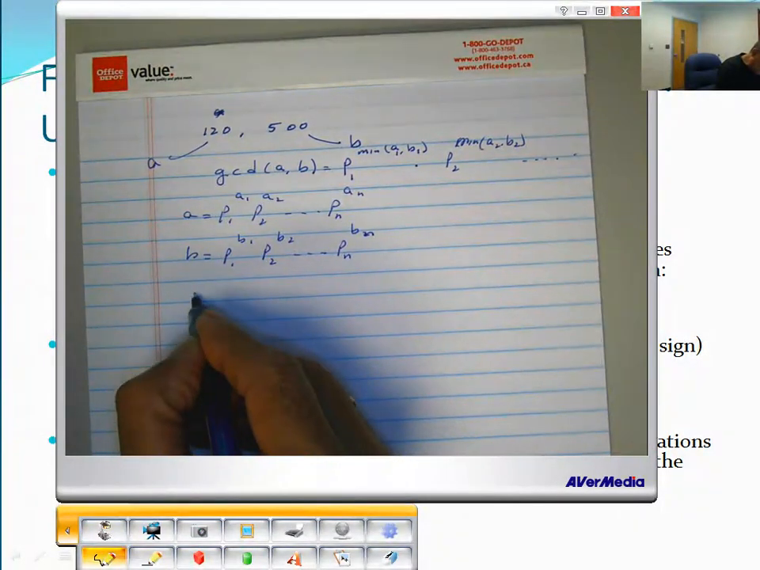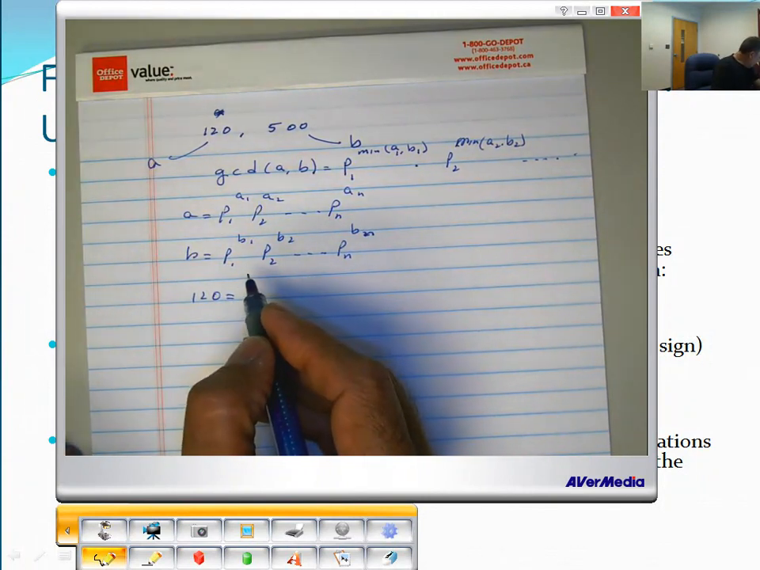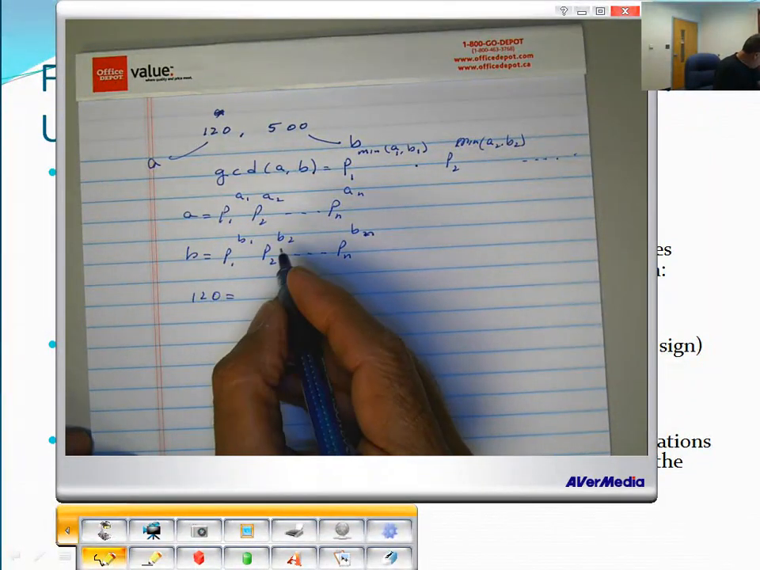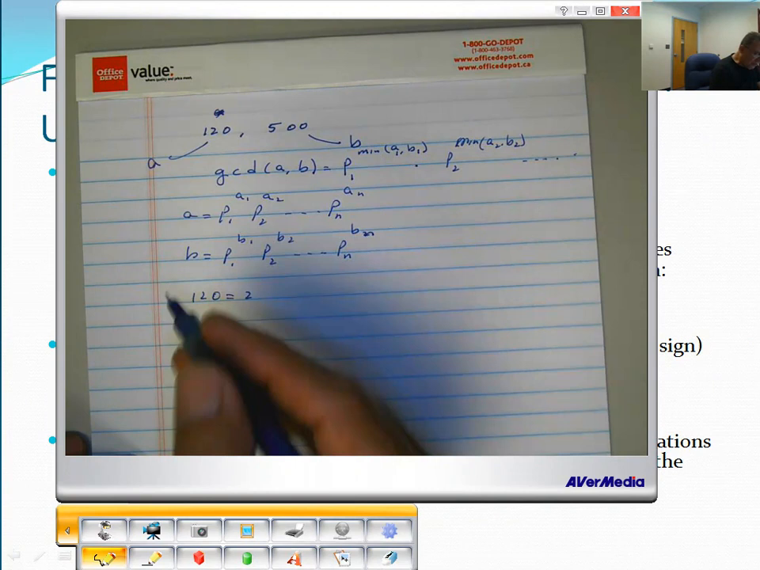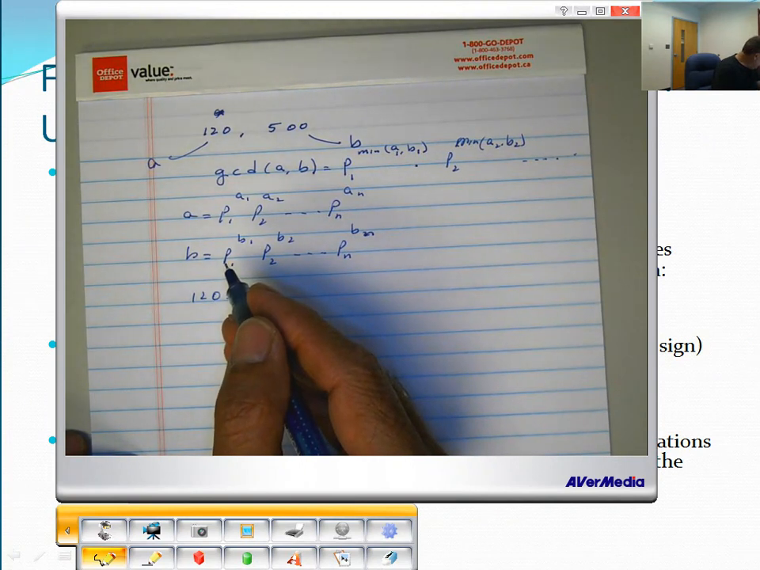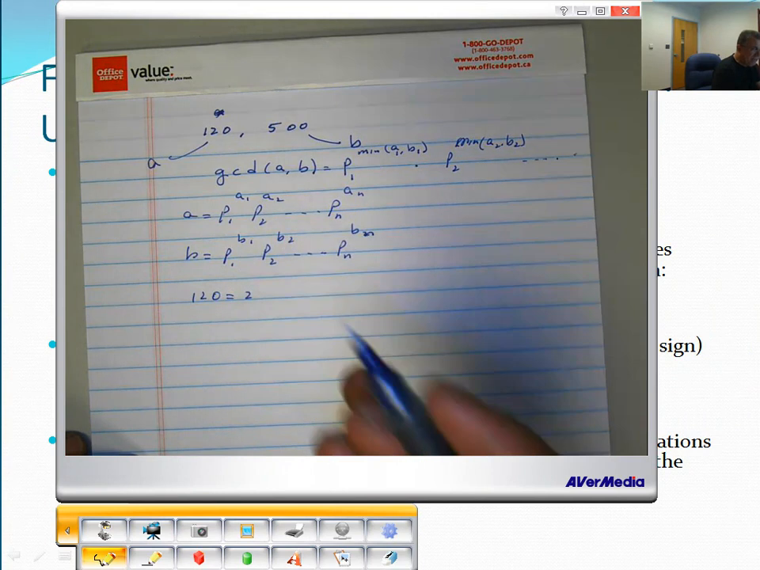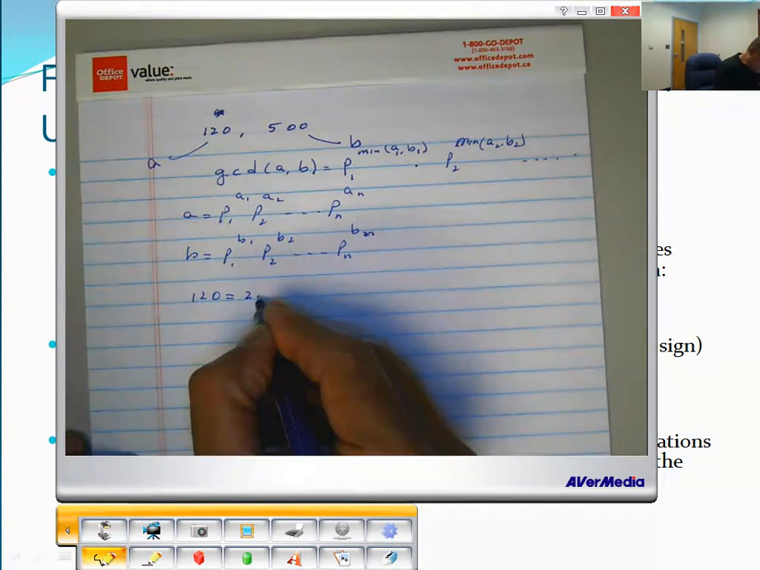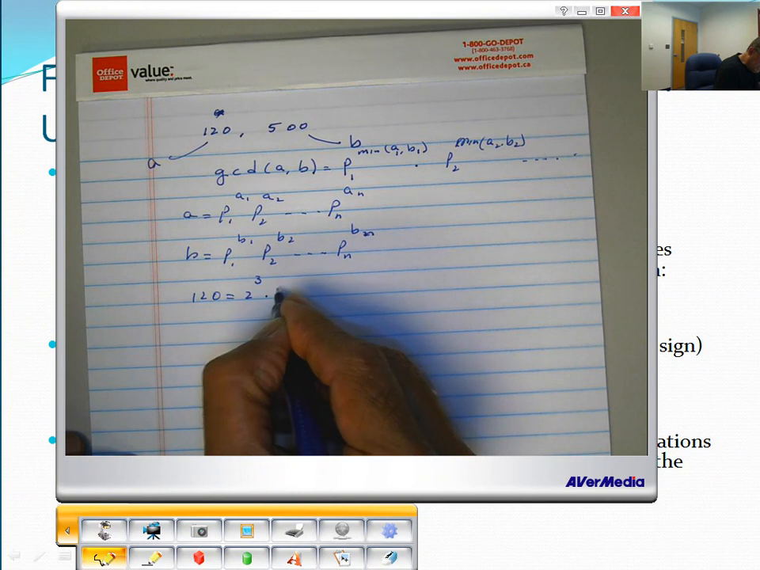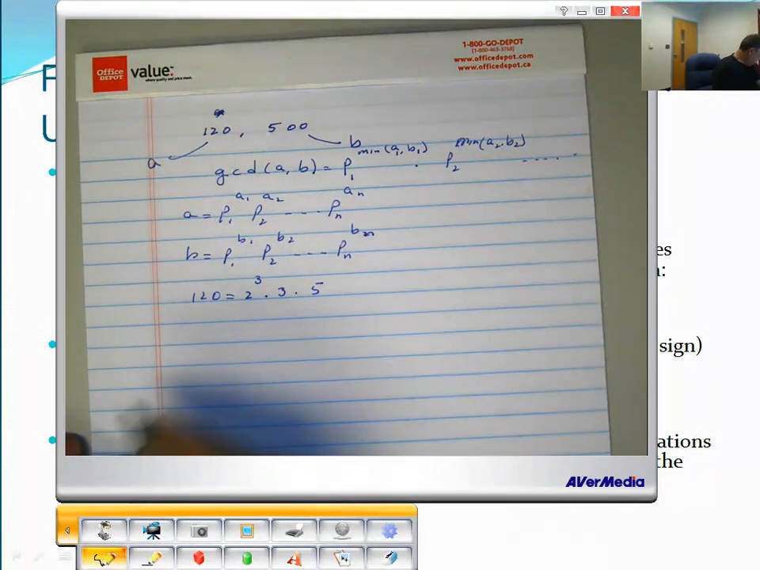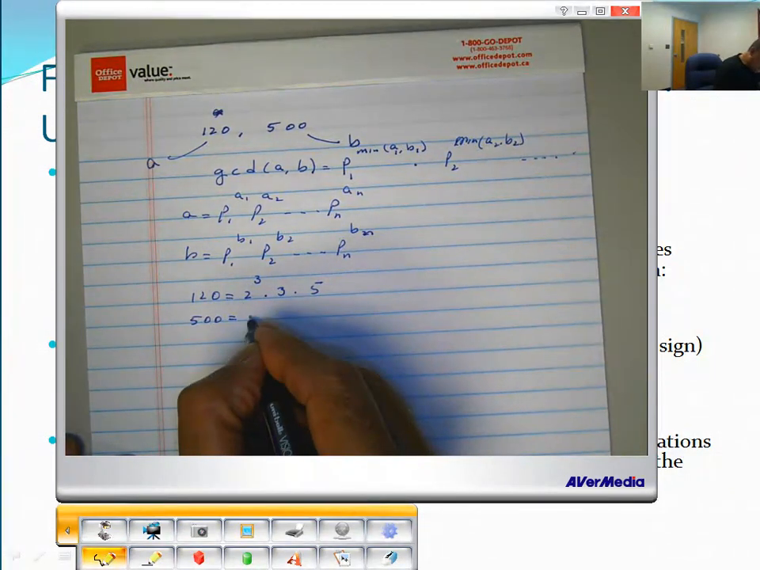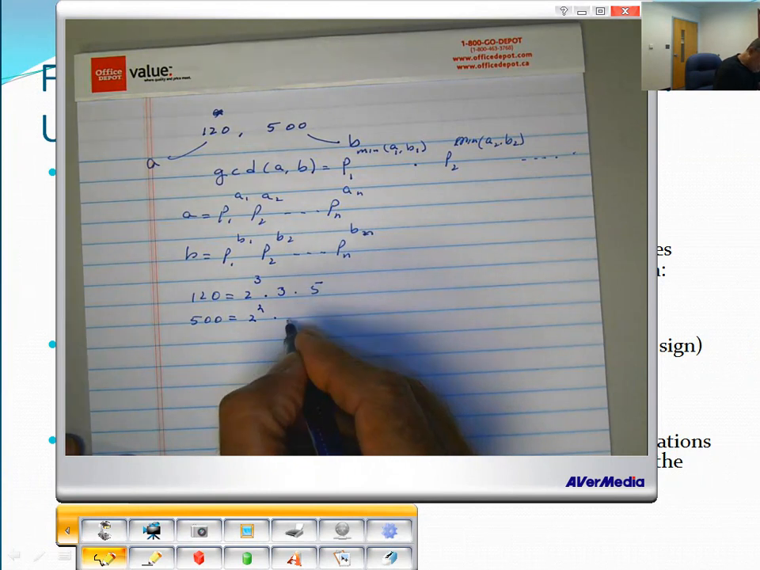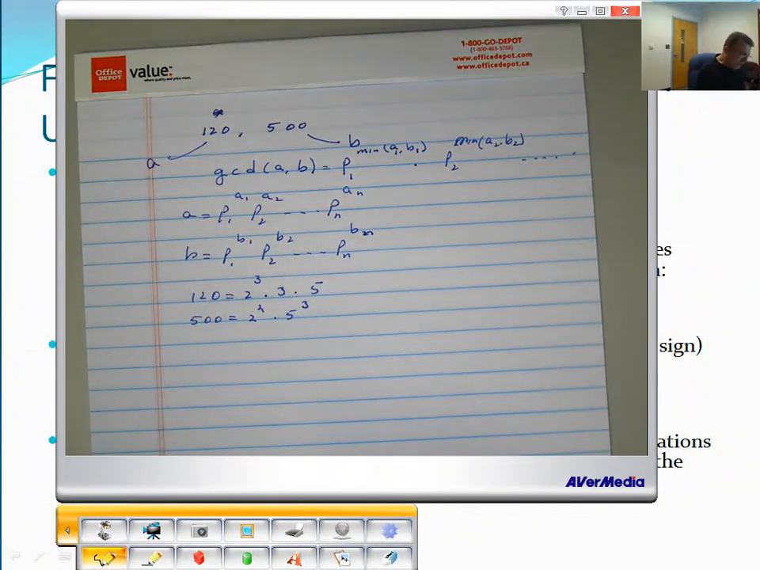So A is 120, and I divide 120 by 2, and then 60, divide again by 2, another 30, then dividing by 2, it's 15. 15 divided by 3 is 5. So it is 2 to the power of 3 times 3 times 5. And 500 is equal to 2 to the power of 2 times 5 to the power of 3. You notice that all bases are primes.